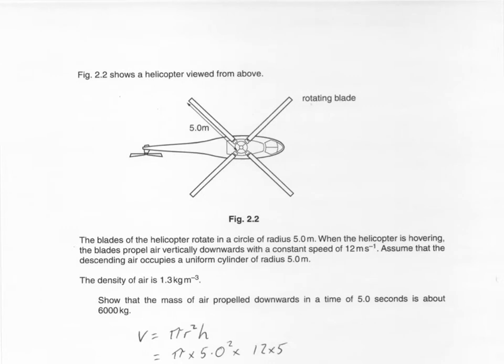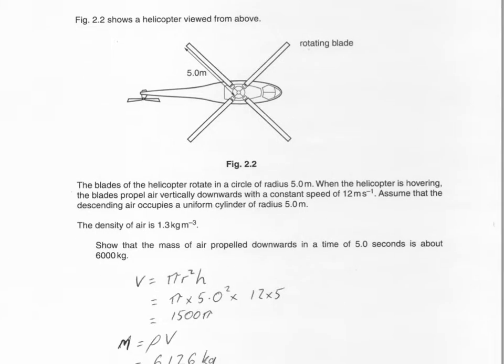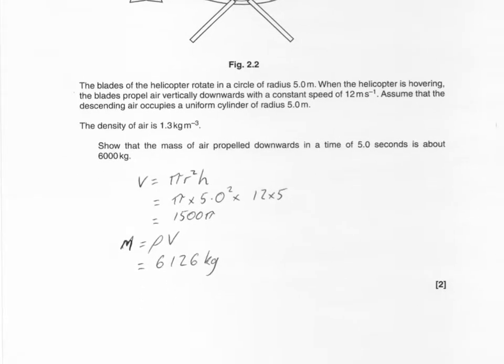Go into part B, where we're going to have a look at the helicopter. So we've got the blades of the helicopter. They're 5 meters in length. We have done a practice question in one of the lessons that was very, very similar to this. The blades of the helicopter rotate in a circle of that radius. When the helicopter's hovering, the blades shove the air down at 12 meters per second.